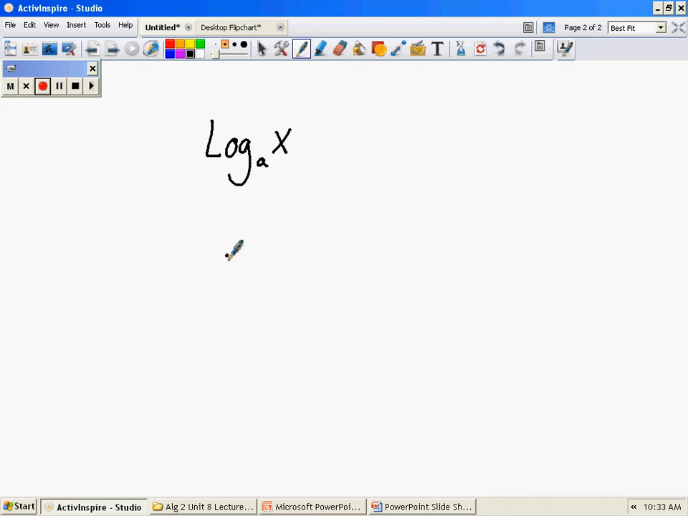Well, the first thing we're going to do is I'm going to make it equal something. I'm going to make it equal y. And I'm going to change it to exponential form. So in exponential form, what would that be? Yeah, left, right, middle. So it would be a to the y equals x.